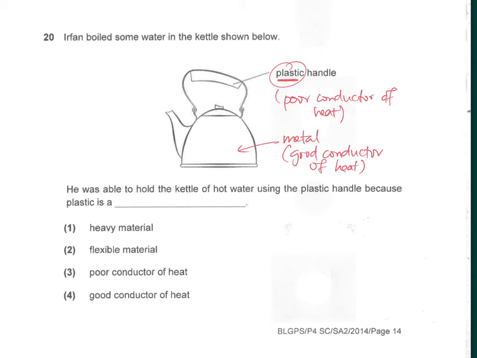So the heat from the flame can be easily conducted to the metal and to the water, but because this is a poor conductor, heat is not able to be transferred fast to the handle, so that the temperature will not increase and Irfan will be able to hold it. So the property of the plastic handle in this case is because it is a poor conductor of heat. Option 3.